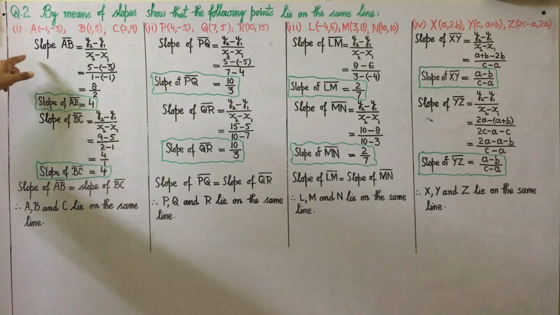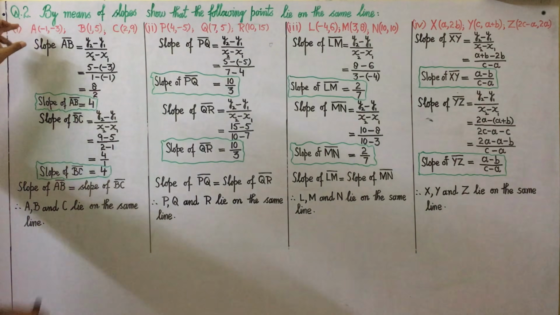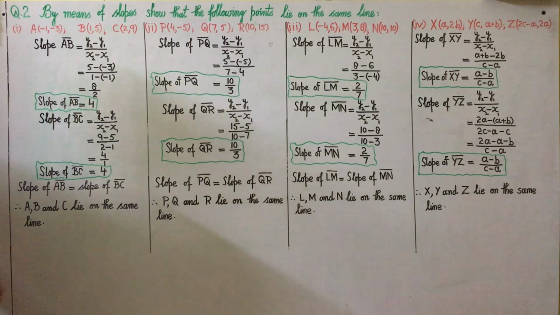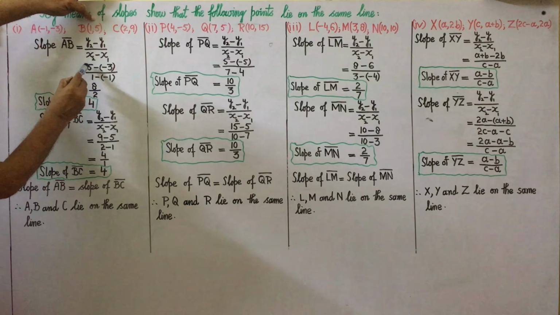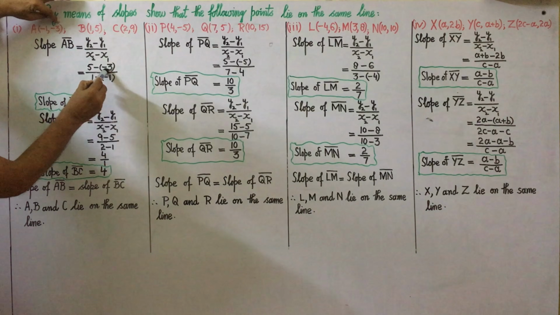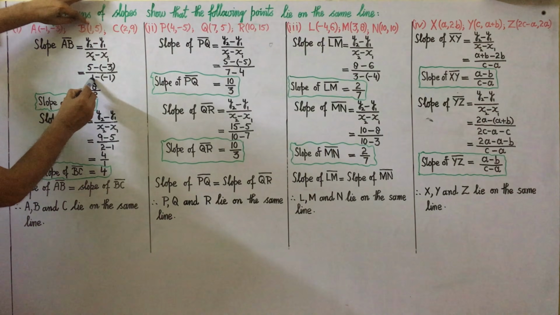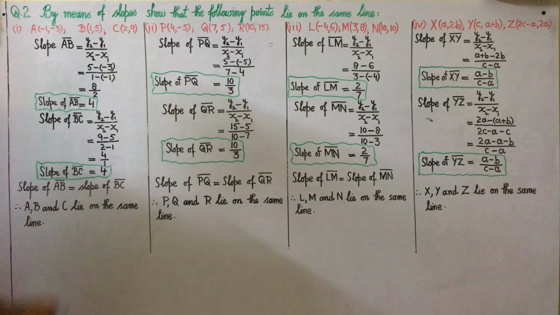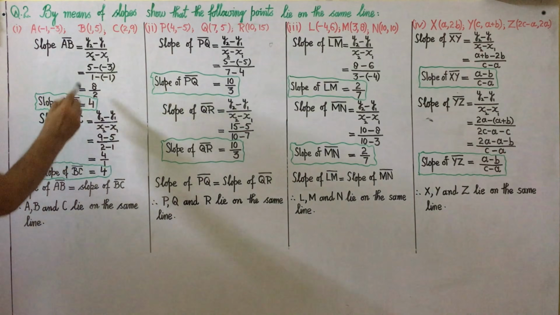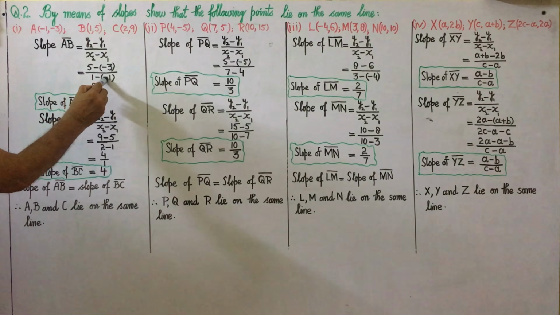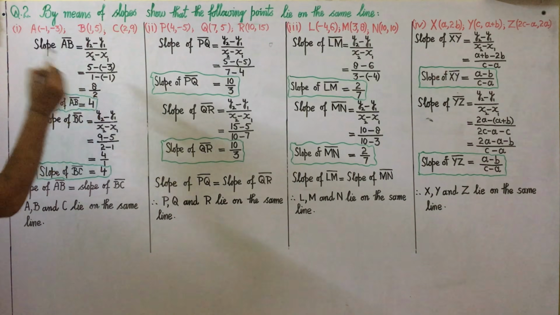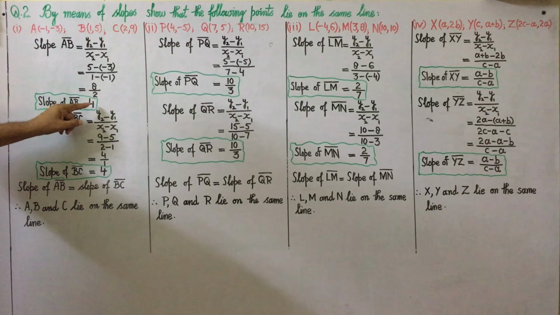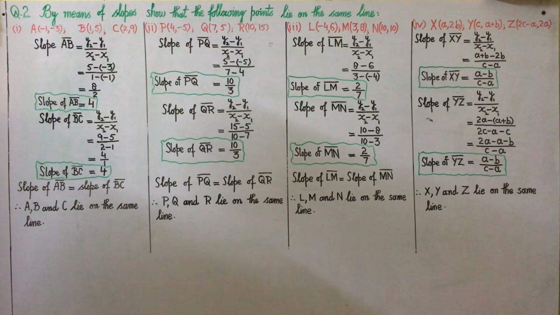Let us see. Slope of AB is equal to y2 minus y1 over x2 minus x1. y2 is 5 minus y1 is minus 3 over x2 is 1 minus x1 is minus 1. Minus into minus plus, 5 plus 3 is 8, minus into minus plus, 1 plus 1 is 2. So slope of AB is equal to 8 over 2, which is 4.